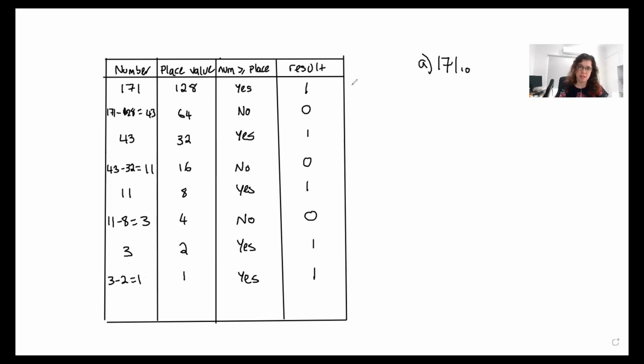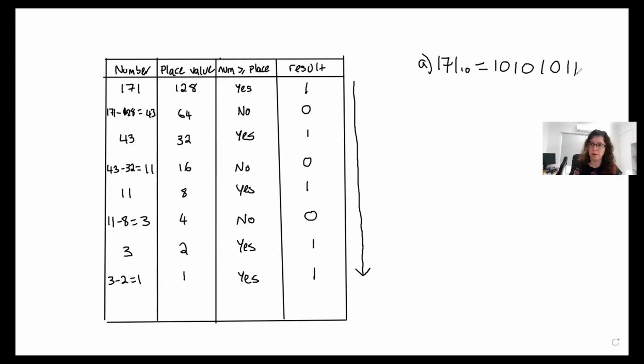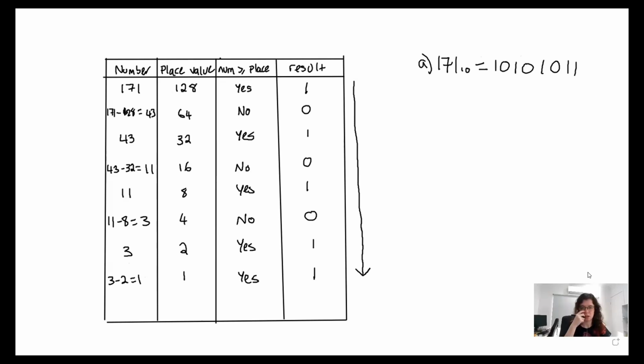So then we read the answer down this way, and we end up with 1, 0, 1, 0, 1, 0, 1, 1 for that one. So we know to stop because at this point we're out of place values. So that's kind of where we end with that one.